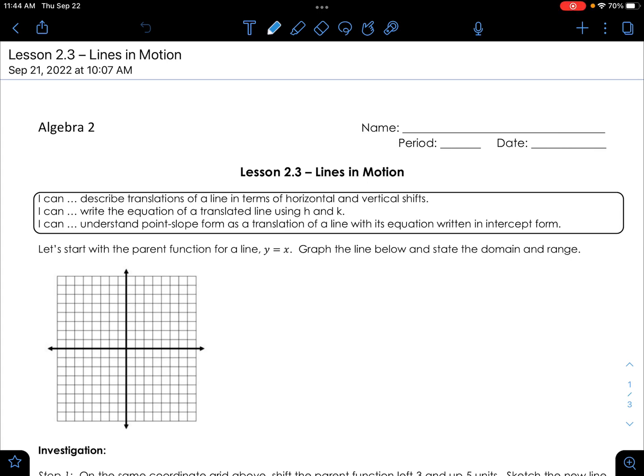In this lesson, we are going to learn how to describe translations for a line using point slope notation and learning how to identify what types of translations are occurring based on what the equation given says.